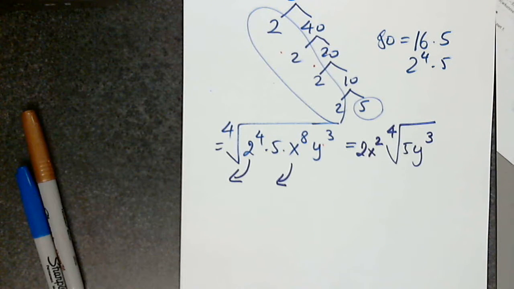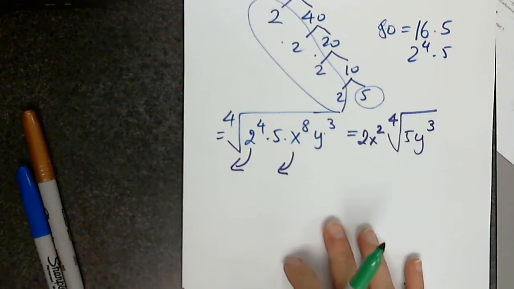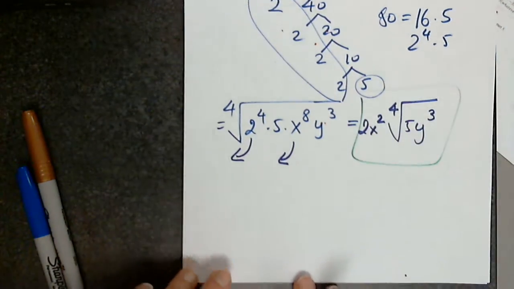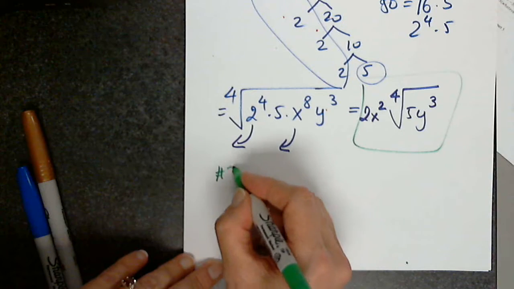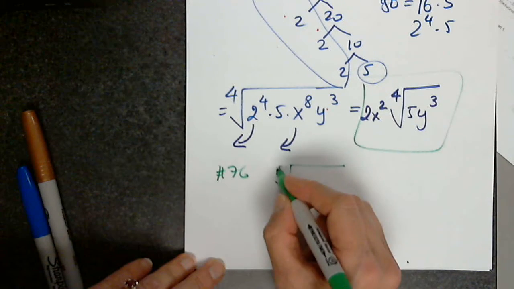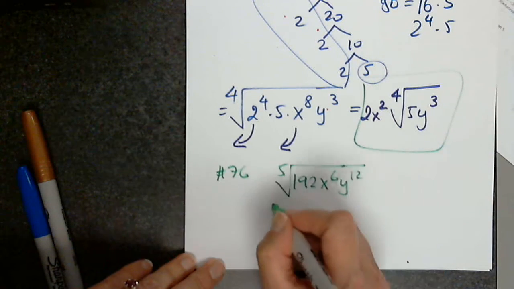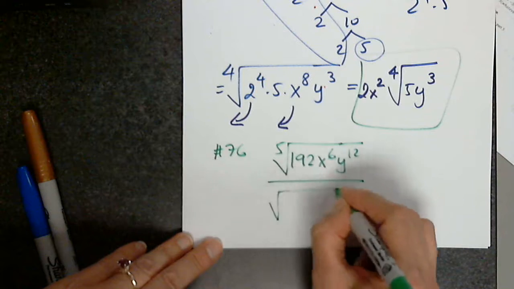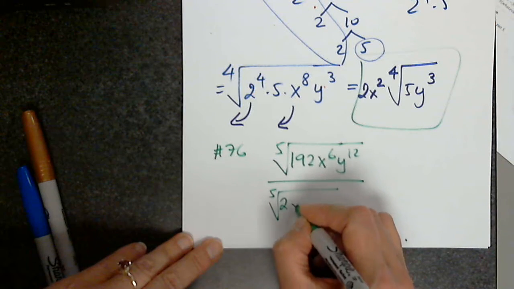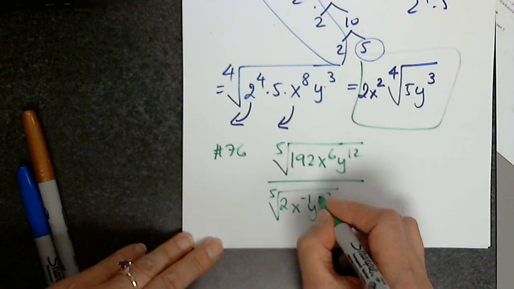Do we need more examples? Either product or ratio. Is there a yes? Yes. Ratio? Yes. Perfect. Let's do ratio. 76. Any questions? So this is the final simplified form. 76. So this is the 5th root of 192 x to the 6th, y to the 12th, everything divided by the 5th root of 2x to negative 1, y to negative 3.